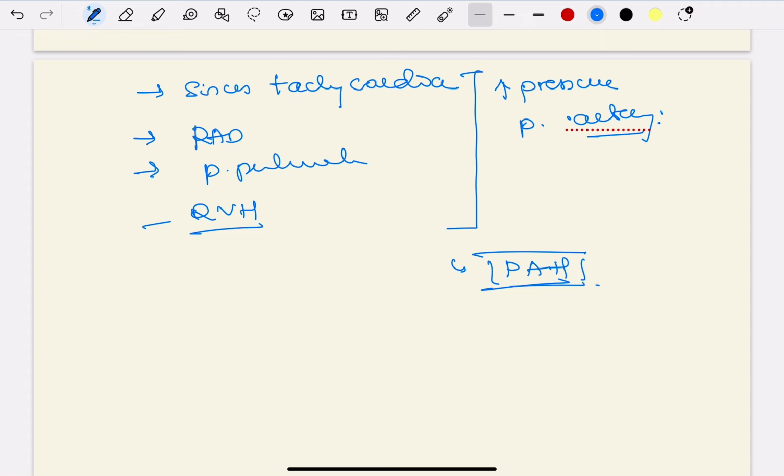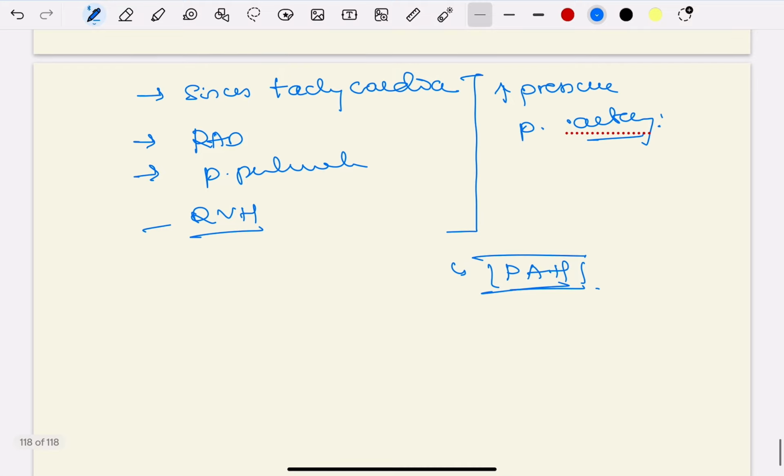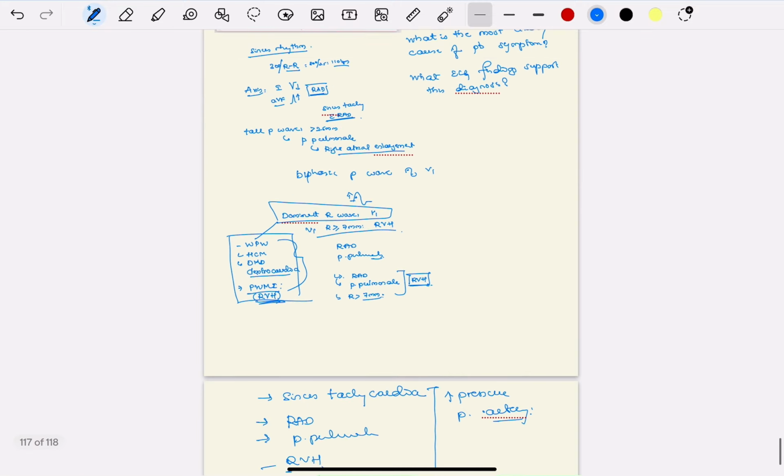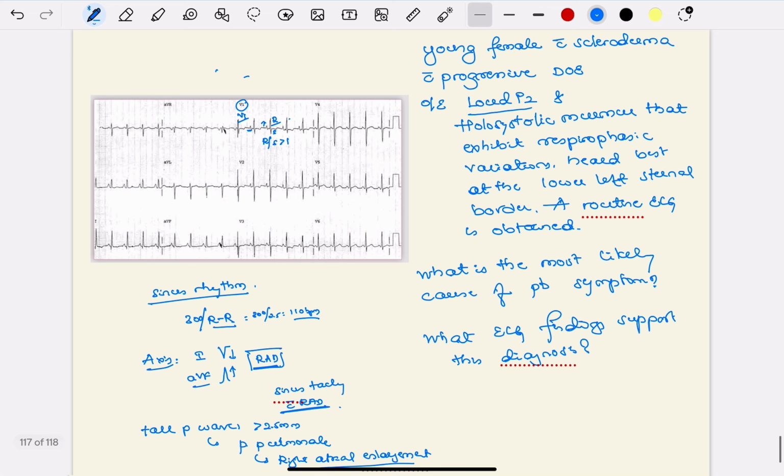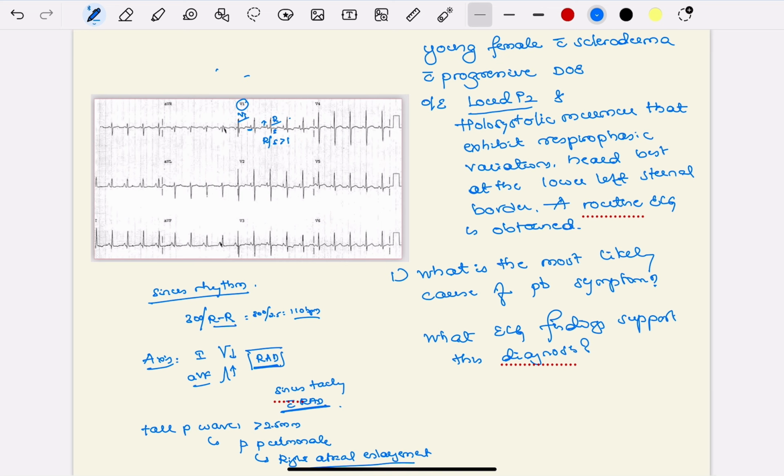So the clinical history is also suggestive of PAH, examination findings are also suggestive of PAH, and the ECG is also suggestive of PAH. So the diagnosis here is PAH. So the answer to question number 1 is PAH. So what are the ECG findings? The answer to question number 2, I already mentioned them.